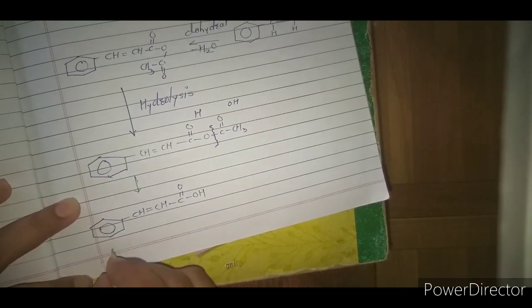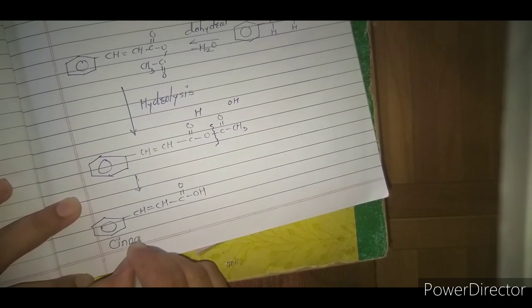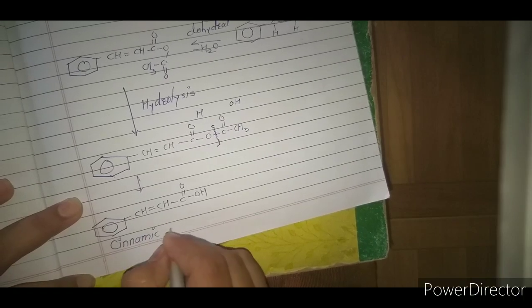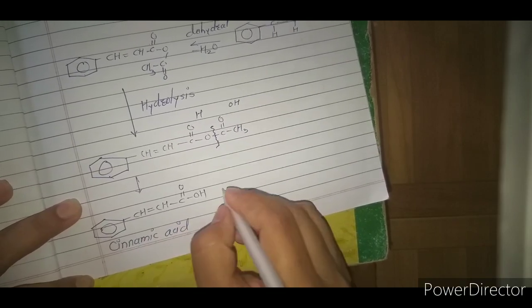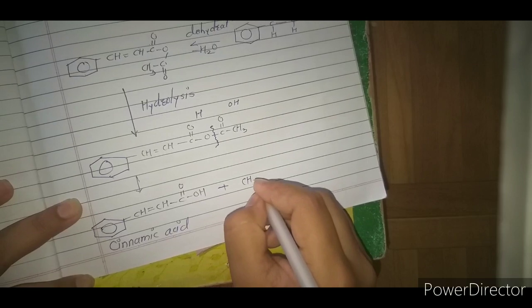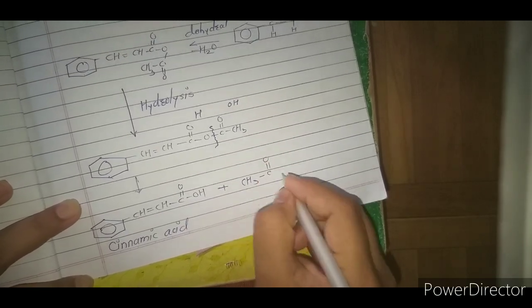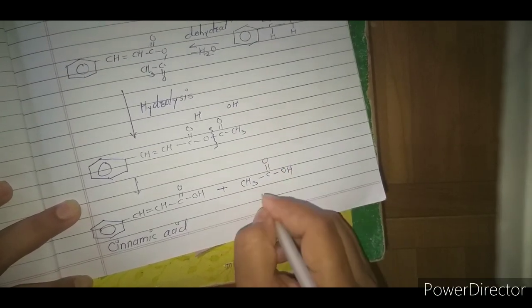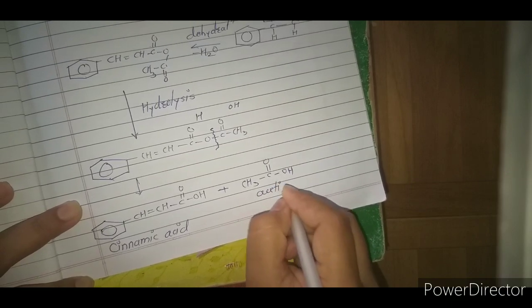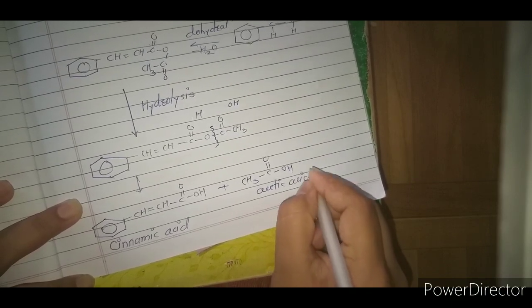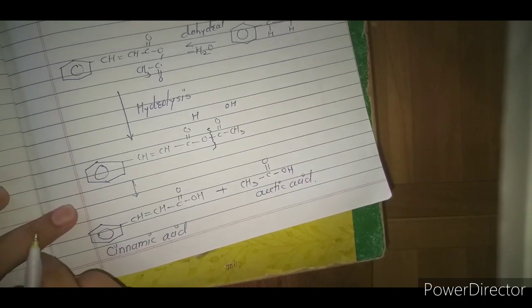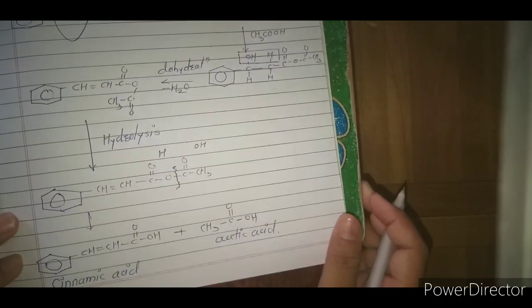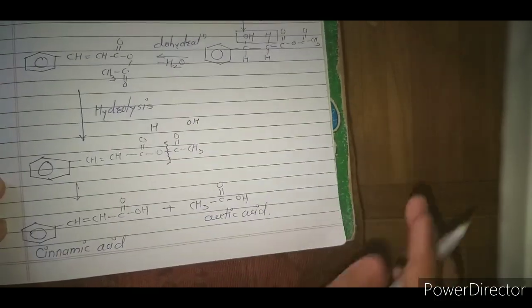It is your cinnamic acid plus this is your acetic acid. So this is your Perkin condensation, Perkin reaction. Thank you.